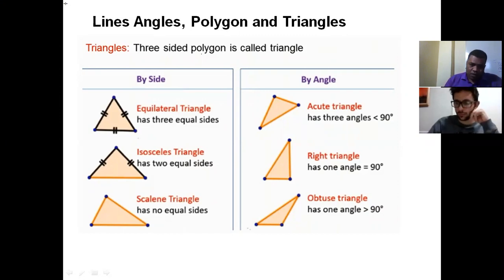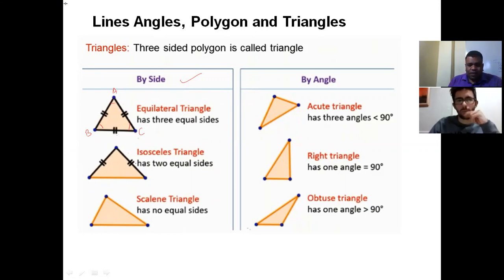When it comes to the classification according to side, if all three sides are equal, this is called an equilateral triangle. In this you can see all three sides are equal and all three angles are also equal. Equilateral triangle. These angles are equal. Equilateral triangle.